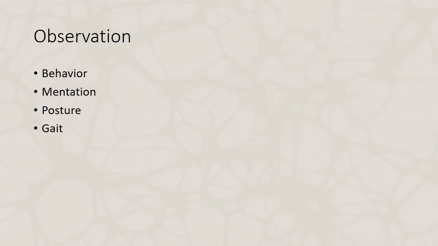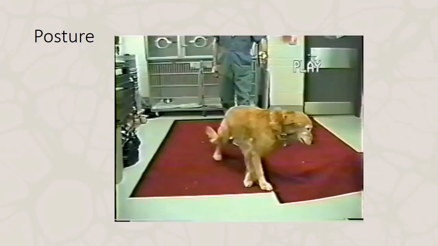So that's the start of observation. What is their behavior like? What is their mentation like? And the next thing that we can talk about is their posture. So as you look at this patient's overall posture, yes, the gait's not normal, but focusing on the posture at this moment, I want you to think, is it normal? And if it's not normal, what's not normal about it?